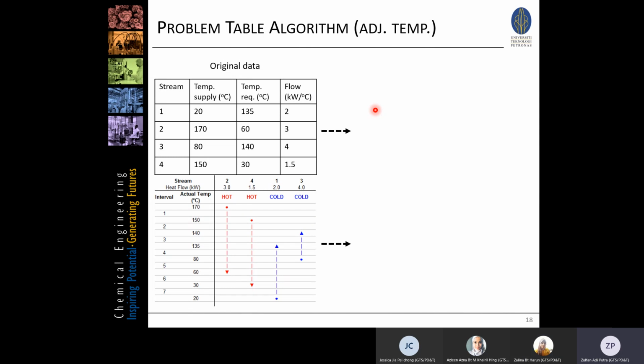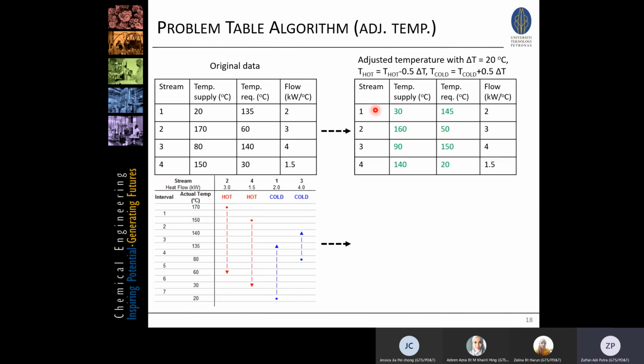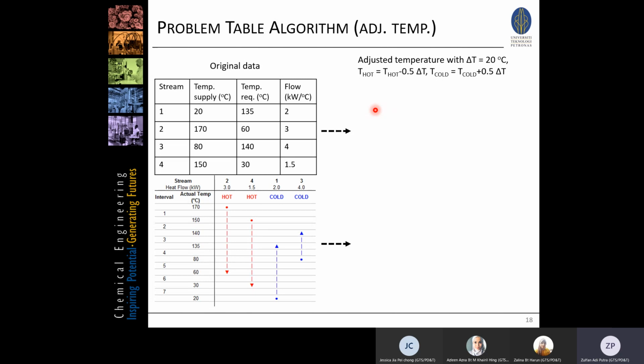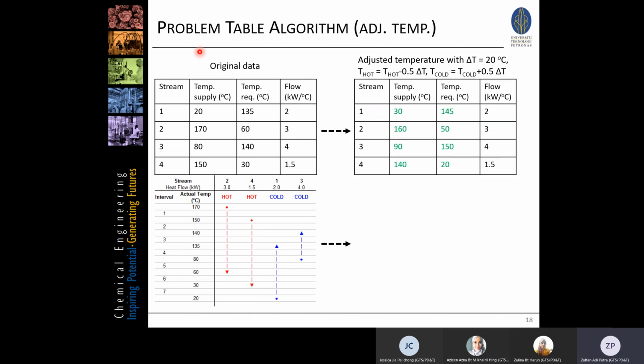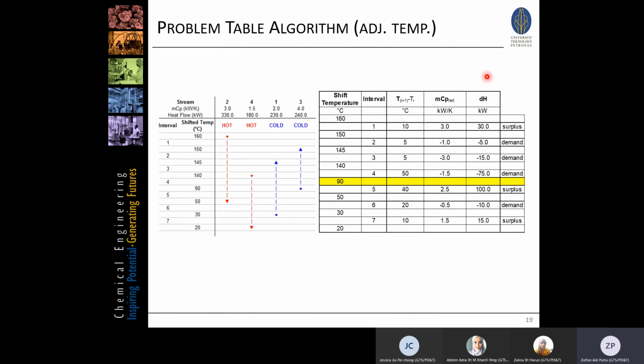So this is then another way to look at it, the problem table algorithm. To do the problem table algorithm, this is then where we have to adjust the temperature. So the hot stream is reduced by half delta T, and the cold stream is increased by half delta T, the one that I just mentioned. Then we can do this problem table algorithm.